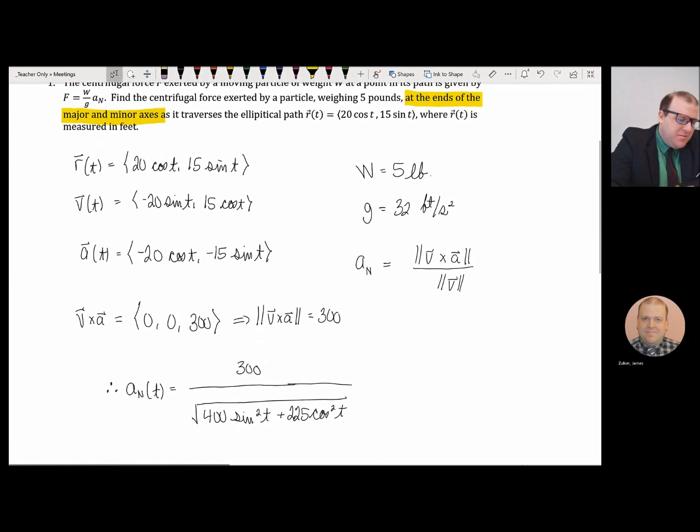What about the minor axes? What are the ends of the minor axis? It'd be pi over 2 and 3 pi over 2, wouldn't it?